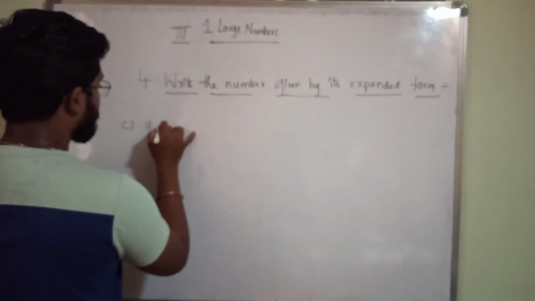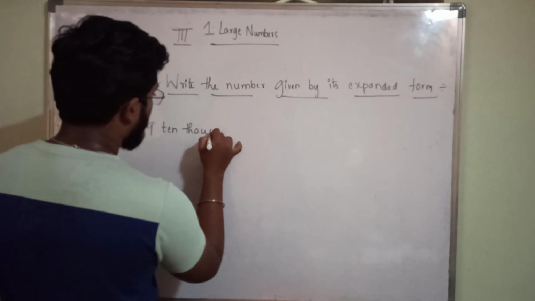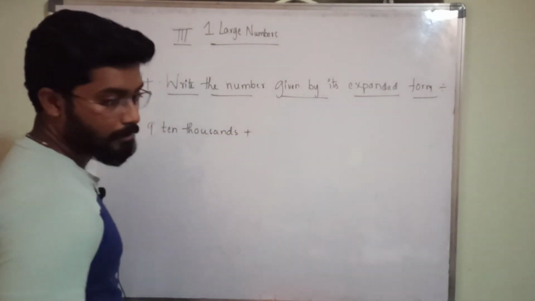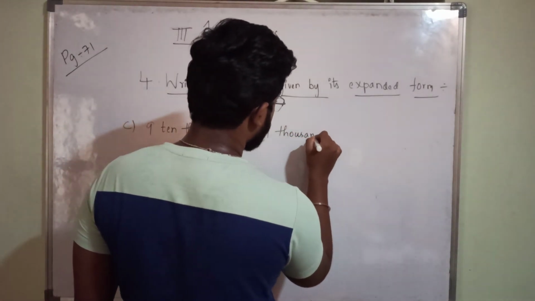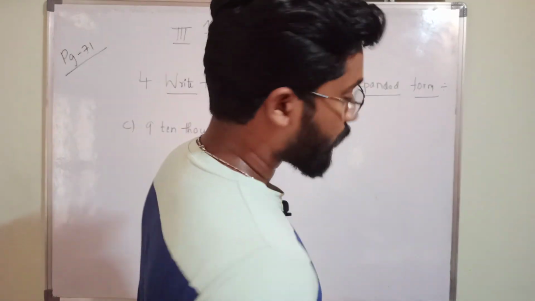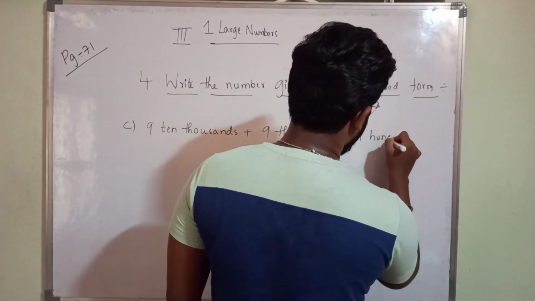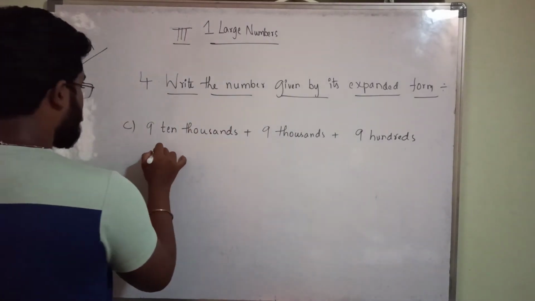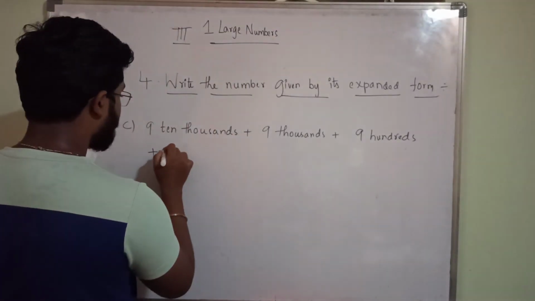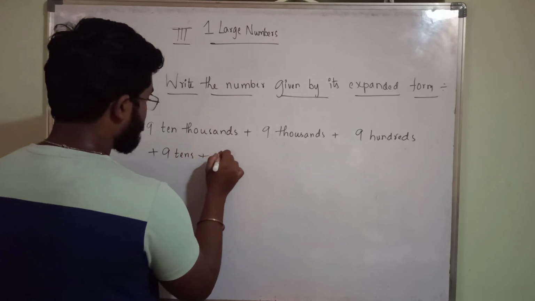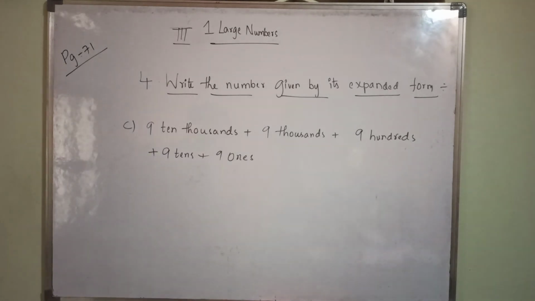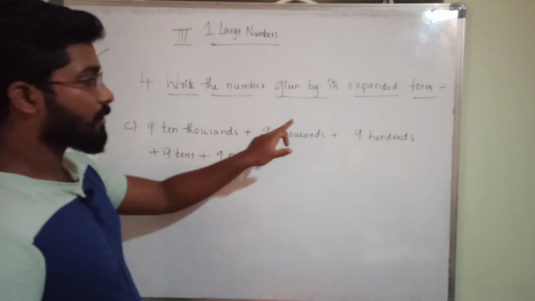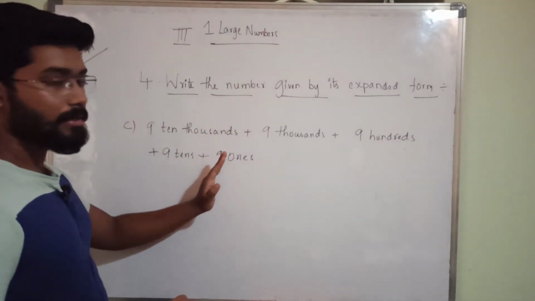Next one is C: 9 ten-thousands plus 9 thousands plus 9 hundreds plus 9 tens plus 9 ones. So this is 9 ten-thousands, 9 thousands, 9 hundreds, 9 tens, 9 ones.